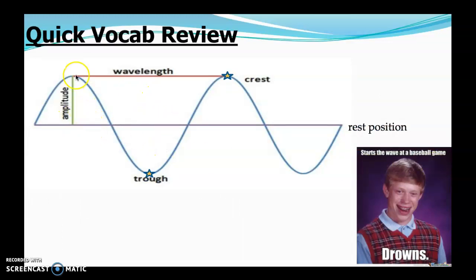So just a quick vocab review. Amplitude is the distance between the crest or trough and the rest position or rest line. Wavelength is from a repeating point to another repeating point, so a crest to crest or a node to a node, trough to a trough, any of those things.